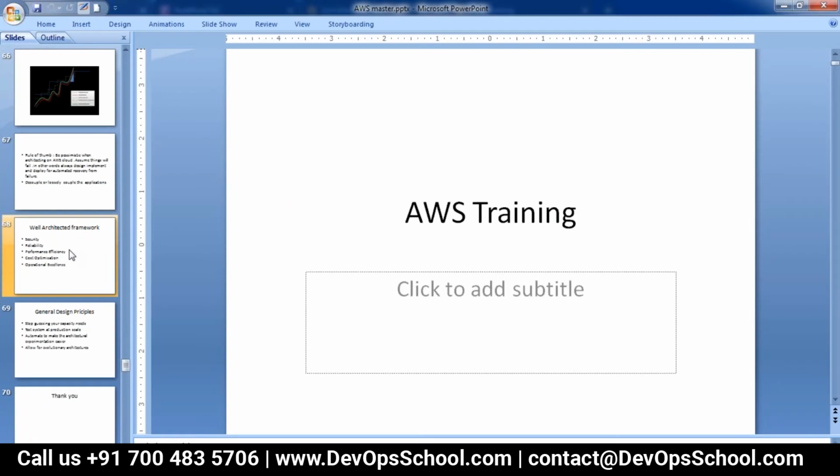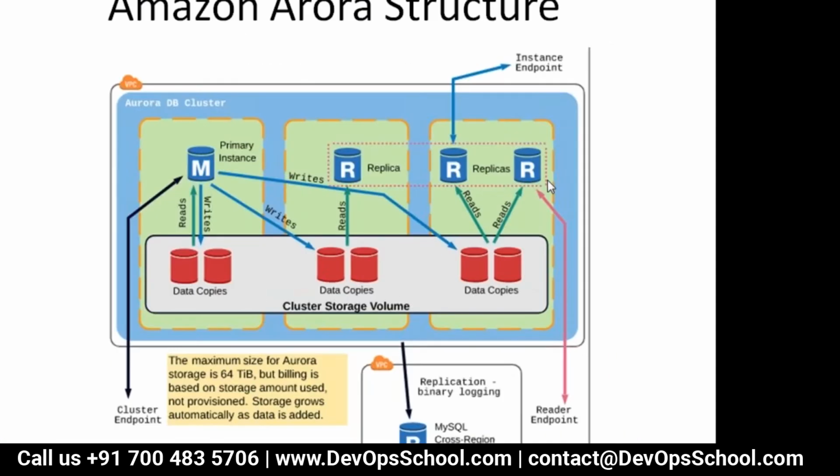So this is the Aurora. Here, you have up to 15 read replicas. But how the data is stored is a little different from the multi-AZ option. In multi-AZ, you have a primary and a secondary, and they have individual storages. Here it is a shared storage. It is called a cluster storage volume.